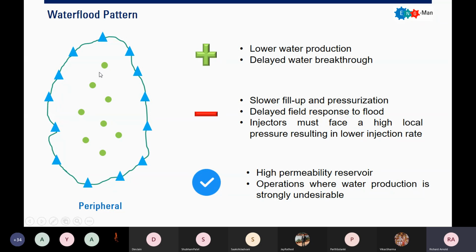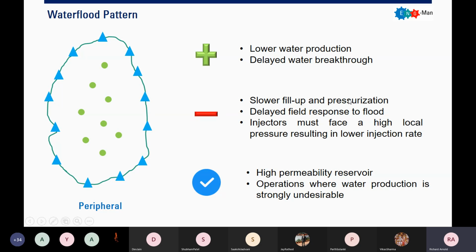The good things about this pattern is that it will delay your water production or delay your water breakthrough. It will lower your water production. Why? Because the distance from the injectors to the producers is quite long, right? So water need more time to arrive at our producer. So it means that you will get lower water production for some time. It will delay your water breakthrough. But the drawback is slower fill up and pressurization, right?